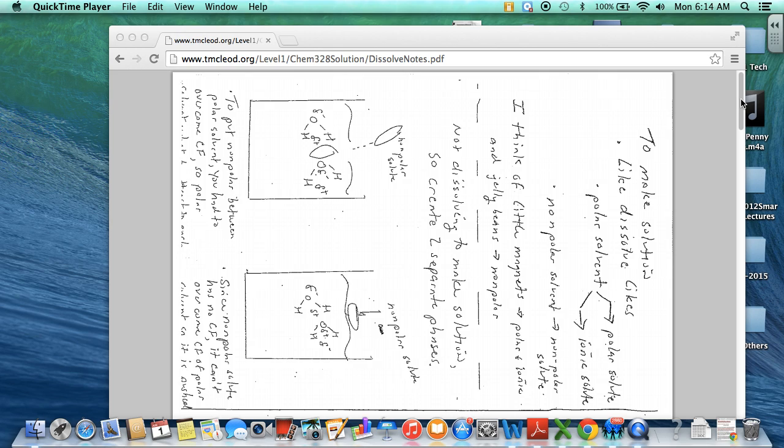The word is also miscible. Miscible means when two liquids do it. If they don't, they will not. So only nonpolar molecules will dissolve in nonpolar molecules, or are miscible.